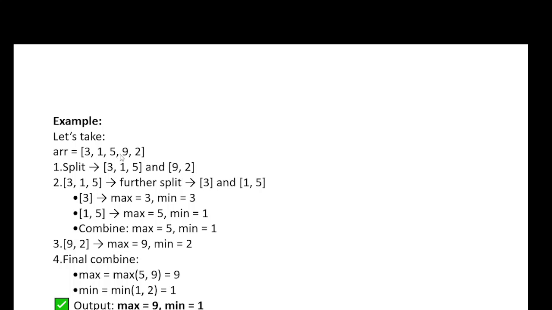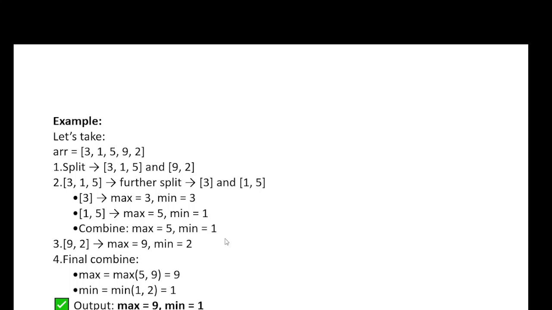Let's say I have 3, 1, 5, 9, 2. It gets split into 3, 1, 5 and 9, 2. Then 3, 1, 5 further gets split into 3 and 1, 5. So at the base level I can handle a single element or two elements. The single element gives me only 3. 1 and 5 will give me max 5, min 1. Now I have this information, and from this I will collate the maximum and the minimum. From these two, I get maximum 5, minimum 1.